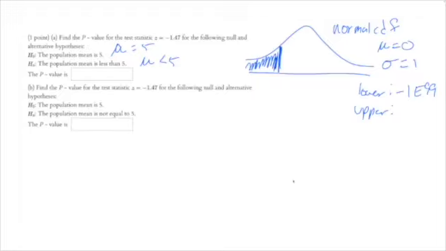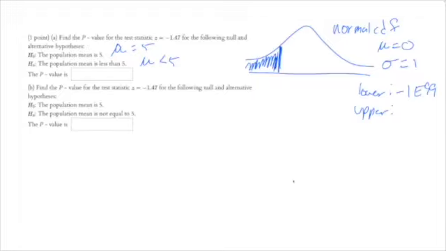Okay, I'll show you how to do this on the graphing calculator here in a second. I'm just going to go ahead and talk about B so I can do both of those on the graphing calculator at once. So find the p-value for the test statistic z equals negative 1.47 for the following null and alternative hypotheses. The mean is 5, or the mean is not equal to 5.